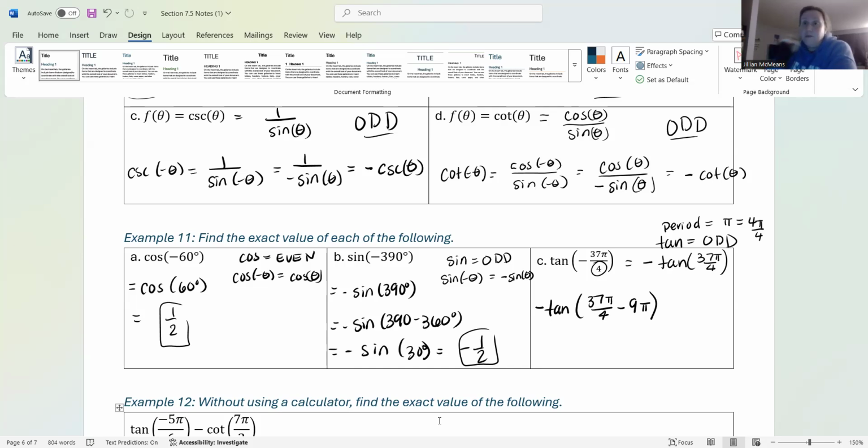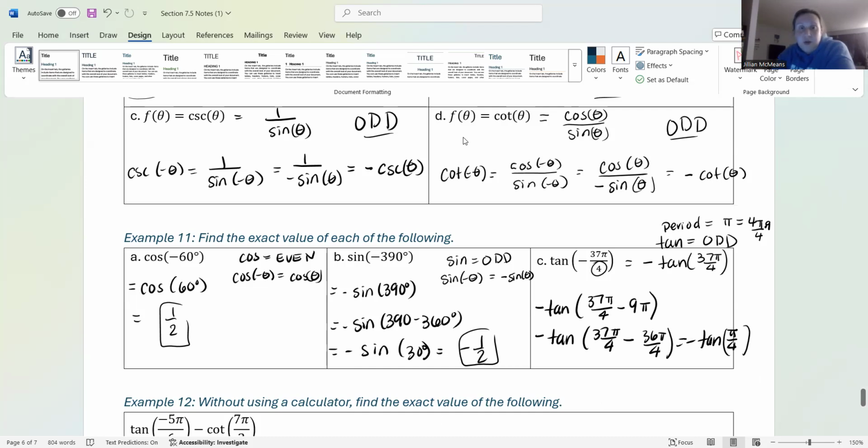So that's 9 full periods of tangent, okay? Well, 9 pi is really 9 times 4 pi over 4, so that equals negative tangent of 37 pi over 4 minus 9 times really 4 pi over 4, so 36 pi over 4, which is negative tangent of pi over 4. So again, you probably don't have the unit circle memorized, so let's go take a peek.